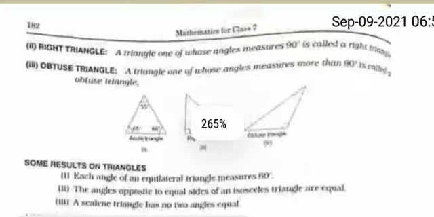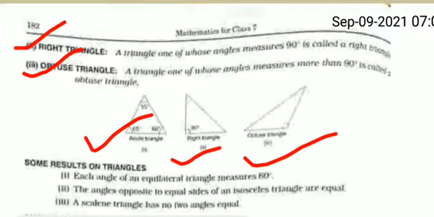Number 2, right triangle. What is a right triangle? A triangle, one of whose angles measures 90 degrees, is called a right triangle. Next one, obtuse triangle. A triangle, one of whose angles measures more than 90 degrees, is called an obtuse triangle. And all the pictures are given. First one, this is an acute triangle picture. This one is a right triangle, and this is an obtuse triangle picture. Clear? All this you have already read in class 6.